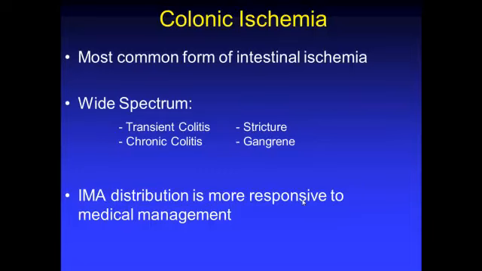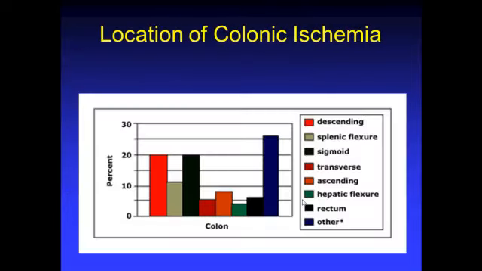You see a wide spectrum, though. These patients can present with frank gangrene and can require emergent surgical intervention. More commonly, though, it's more of a transient colitis. However, that can sometimes lead into a chronic colitis with stricturing. And so it's not infrequent that we have to operate on these patients, but the initial therapy is certainly non-operative. As you can see here, the descending colon is one of the most common areas that this occurs, along with the splenic flexure. It's kind of those watershed areas.